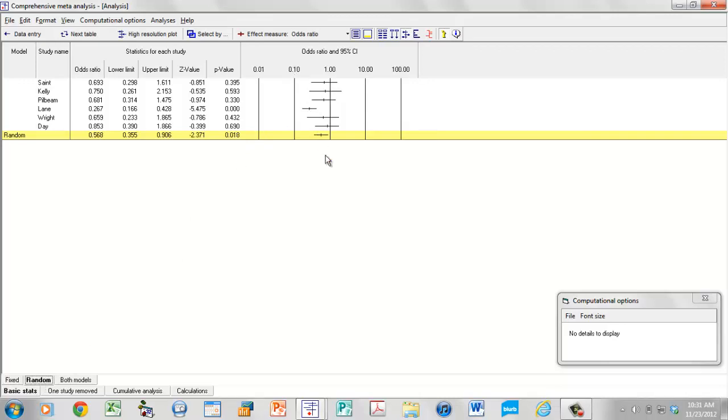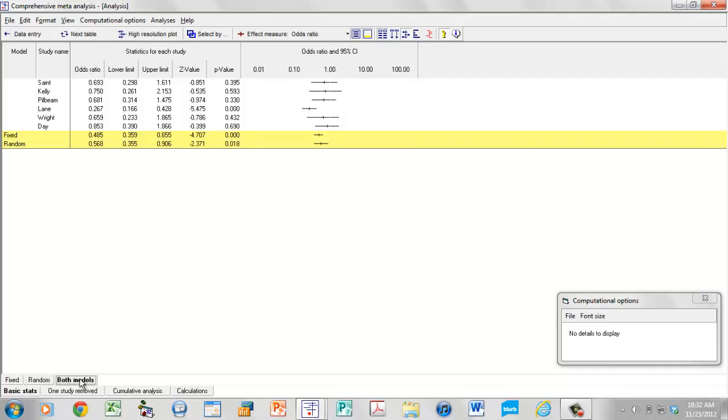random. When we do that, the effect size shifts. Under the fixed effect model, it had been 0.49. Now it moves to 0.59. So it moves a little bit closer to 1, and the confidence interval also becomes a little bit wider. It might be easier to see that if we look at both of them at the same time. So I'm going to come down here and click on both models.